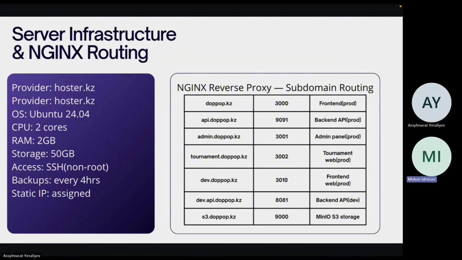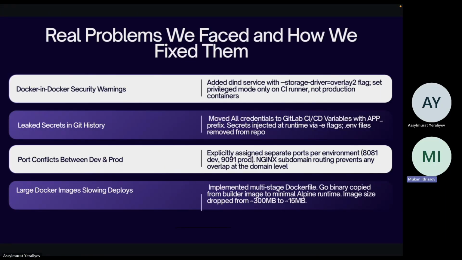So the next slide is about challenges and solutions. Let me walk through 4 real problems we've hit. First, Docker-in-Docker was throwing security warnings about the storage driver. We fixed it by explicitly setting the storage driver to overlay2 and scoping privileged mode to the CI runner only, not the production containers. Second, early in the project, someone accidentally committed the .env file with the real credentials. We immediately rotated the secrets and moved everything to GitLab CI/CD variables. No secret has touched the repository since.